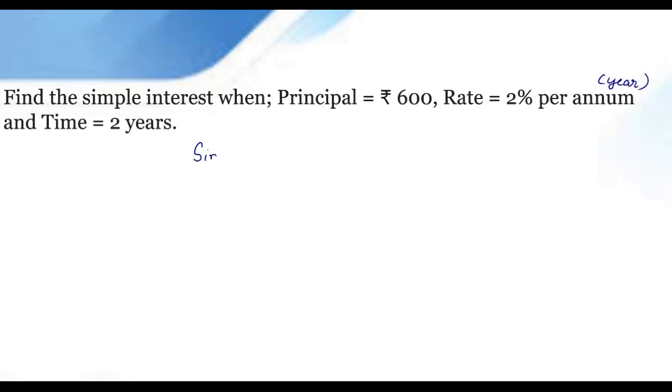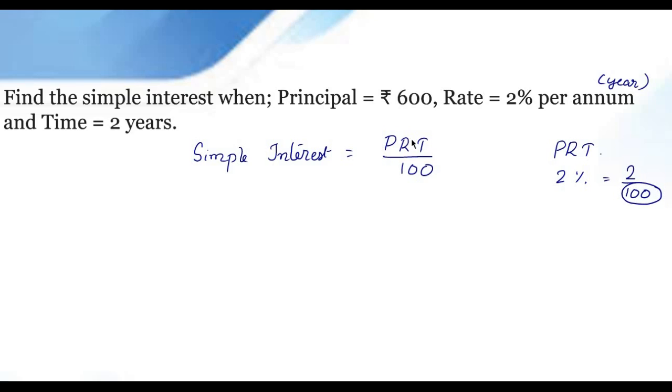We have the formula for simple interest. Did you remember the formula? What is that formula for simple interest? It is PRT by 100. You can write PRT itself instead of PRT by 100, because 100 means this 2% rate, we will write it as 2 by 100. This 100 is included in the formula. But remember about this 100.